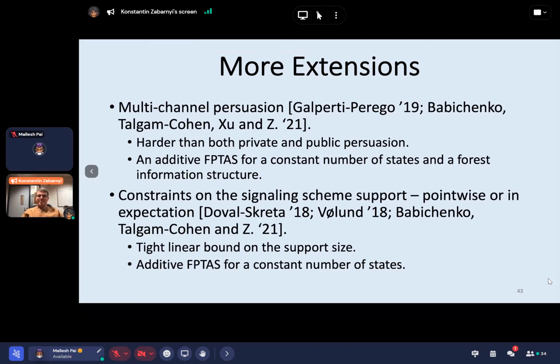Also, we might want to restrict the support of the signaling schemes, which may originate, for example, from noisy communication or rational inattention of the receivers, or in auctions, this constraint may come from the desire to ensure fairness, either in each persuasion instance separately or in expectation.